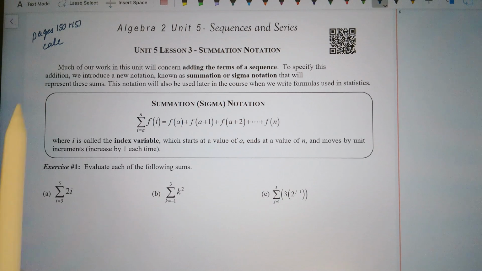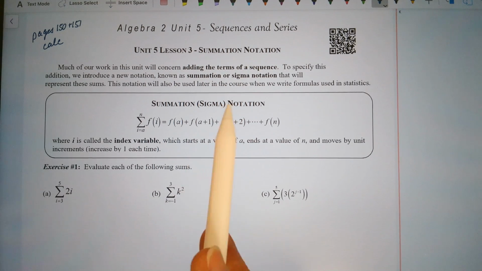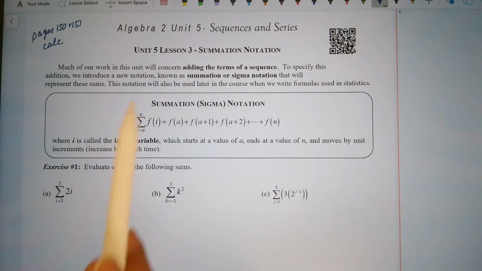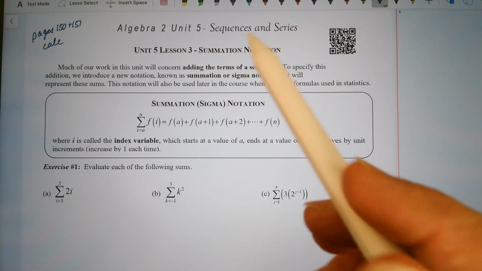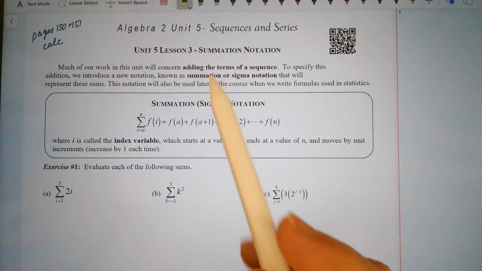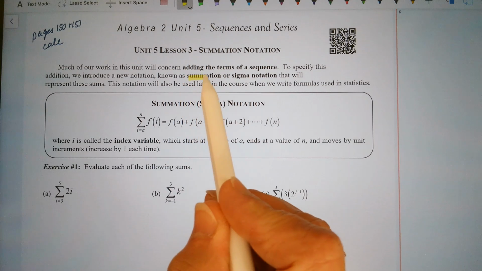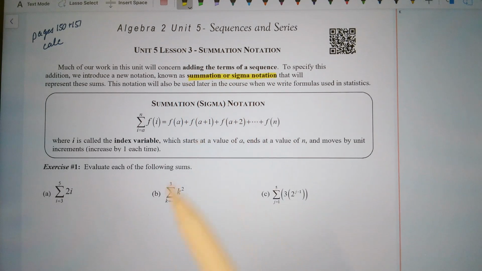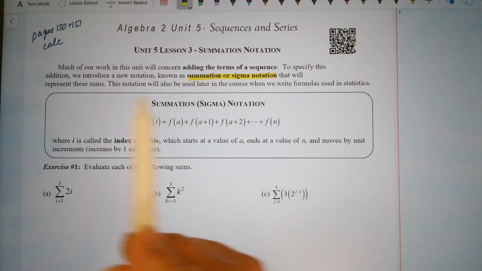Today we're on pages 150 and 151 of our textbook, and you want to have your calculator. Summation notation. Much of our work in this unit will concern adding the terms of a sequence. To specify this addition, we introduce a new notation known as summation or sigma notation that will represent these sums.